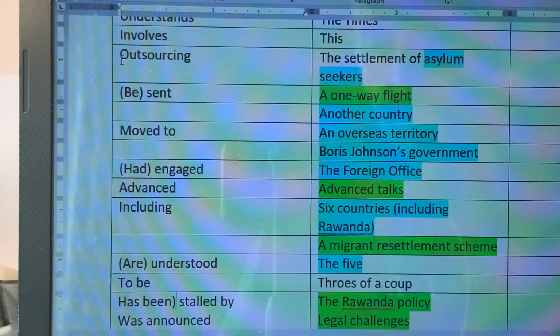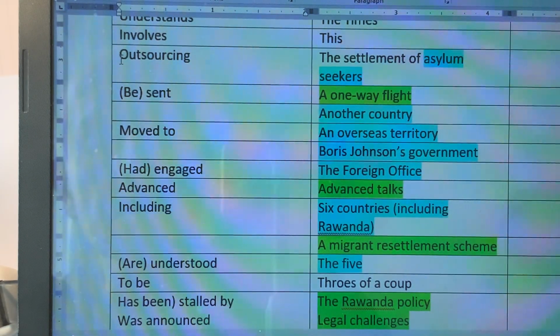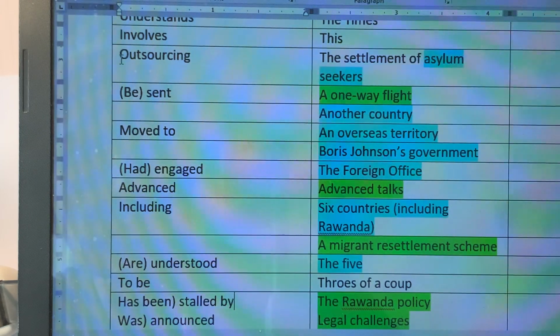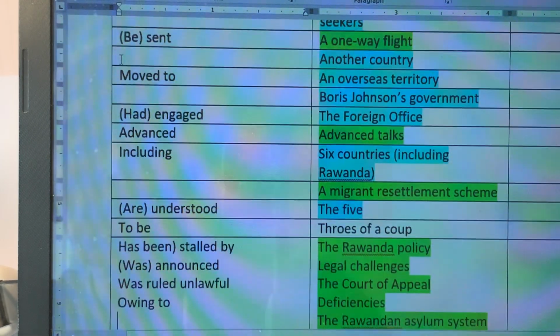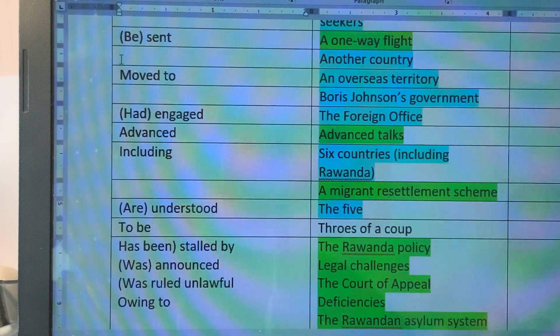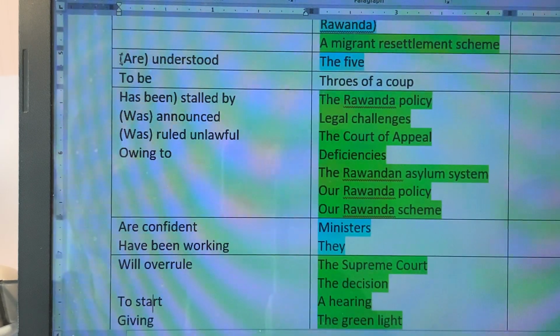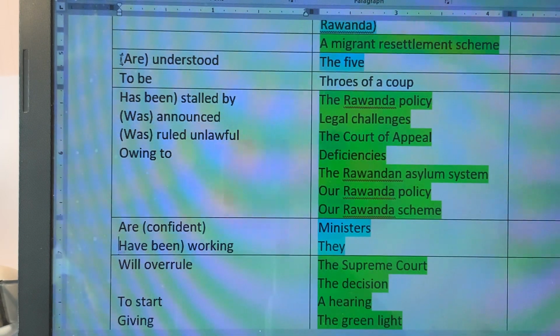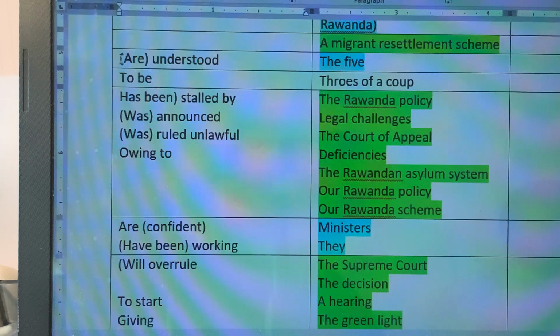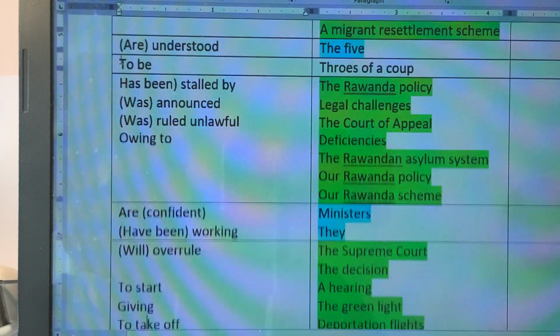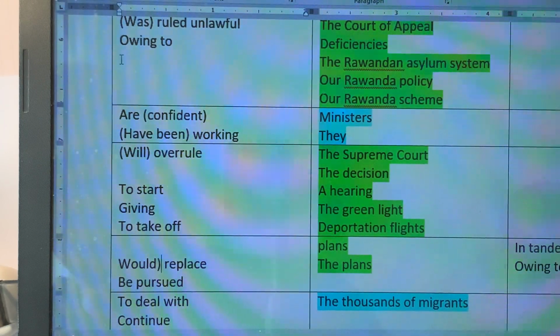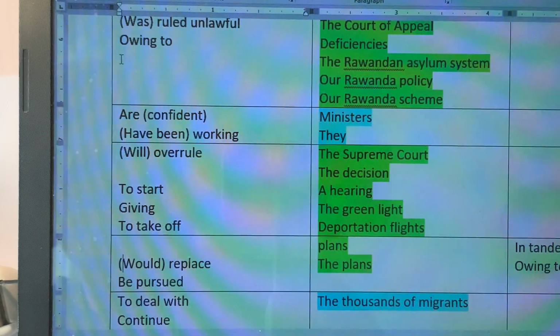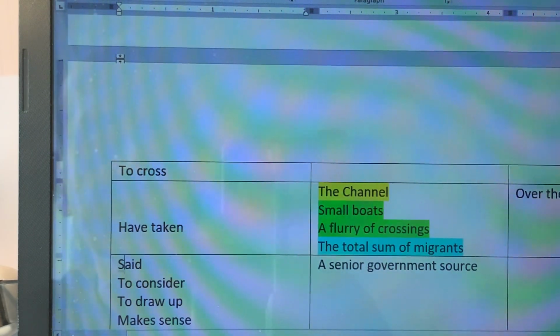Now what is required is: has told, was announced as well. Sorry about the noise in the background earlier. Was ruled unlawfully, owing to, are confident. Of course, confident is not a verb, so I'm putting everything that's not a verb in brackets, so you know these are assisting the verb. And the modals are assisting the verbs. The modal verbs, or auxiliary verbs, as they are sometimes called, are assisting the main verb. And I'm trying to show you to cross, have taken.